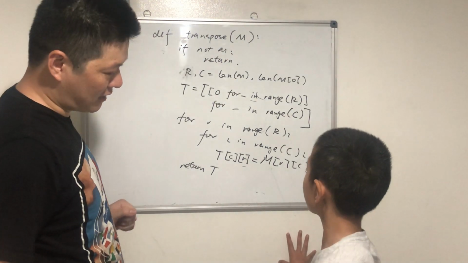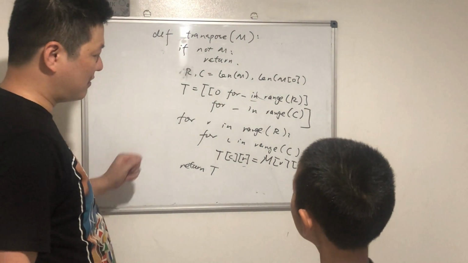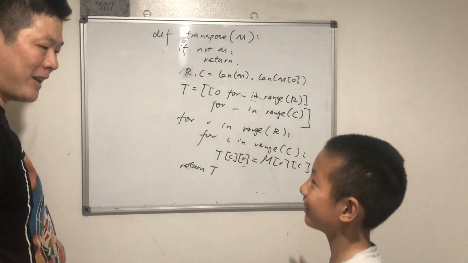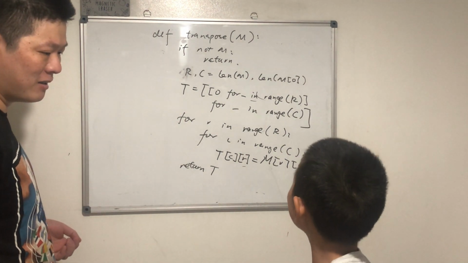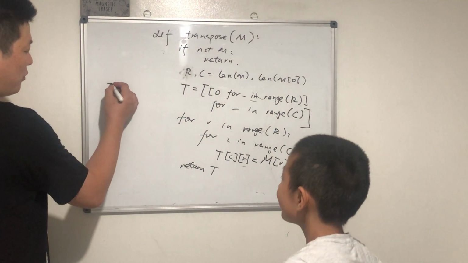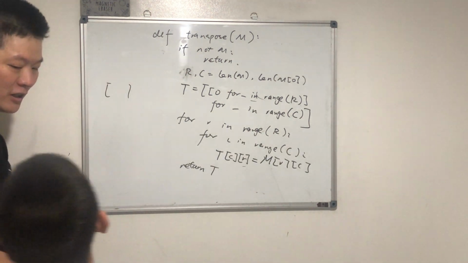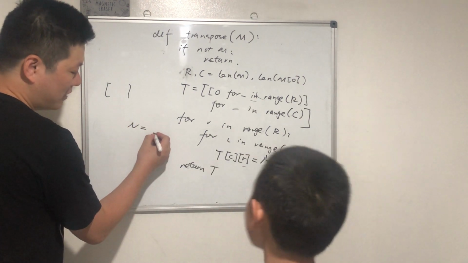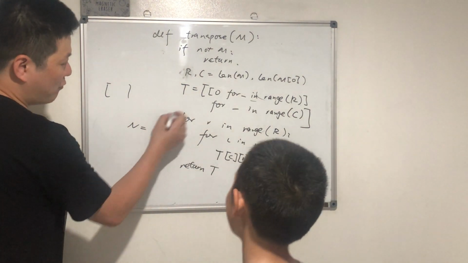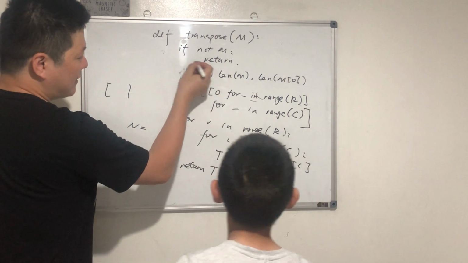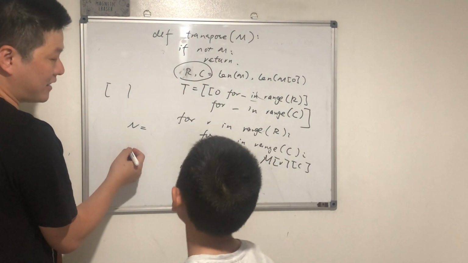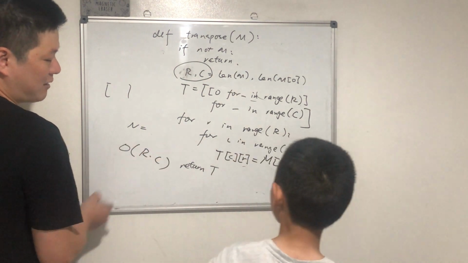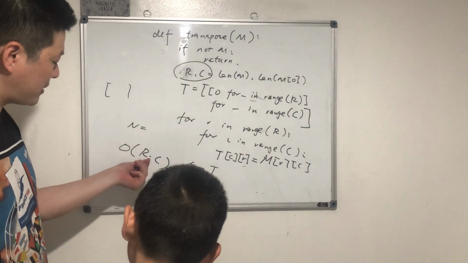The time complexity is what? Come on, very obvious. We are transposing. We need to visit each element, right? O(n). What's n equal to? I want you to represent the complexity using R and C. Yeah, R times C. That's it, because n equals R times C.